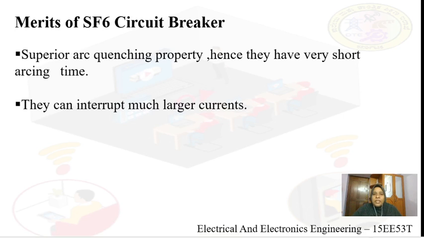So for the same rating of circuit breaker compared to your oil or your air circuit breaker, SF6 circuit breakers can interrupt much larger current because of this reason. And the next merit is noiseless operation. When you compare to an oil circuit breaker or an air circuit breaker, when the interruption takes place, for example in an air circuit breaker, the air is blasted on the arc. So when this happens, there is a huge amount of sound. Here, such a thing is not there. So it gives us a noiseless operation. That is the next advantage.